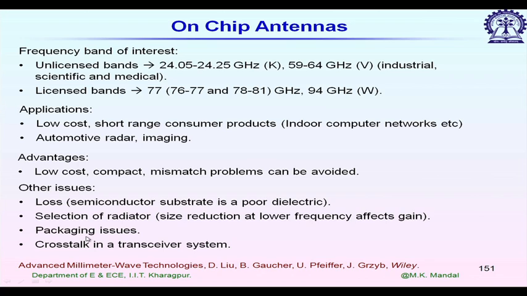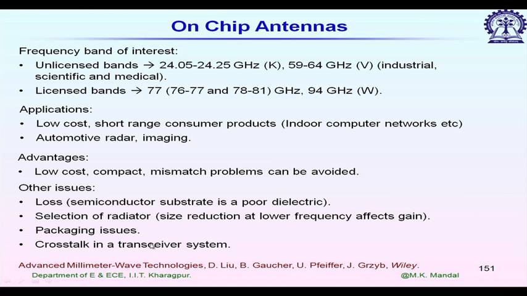Some other problems, packaging issues. We use packaging for protecting the chip from different weather conditions. Then the packaging material should be transparent to electromagnetic waves, otherwise we won't have any radiation through the packaging material. We have to be very careful about that when we are going to integrate an antenna which should radiate. Then the crosstalk in a transceiver system. Let us say we have a transceiver chip where we have both the transmitting part and the receiving part. Now, transmitting energy is much higher compared to the receiving energy, right. Even if there is a slight leakage from the transmitter to receiver side, it can damage the receiving components, like it can saturate the LNA which is being used at the receiving part. So, we have to be careful about that point also.